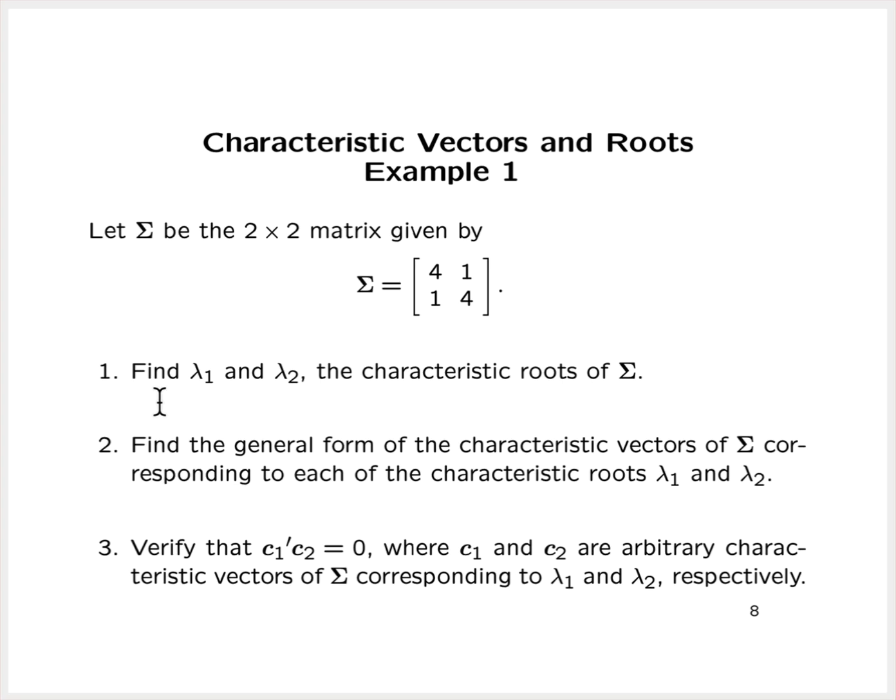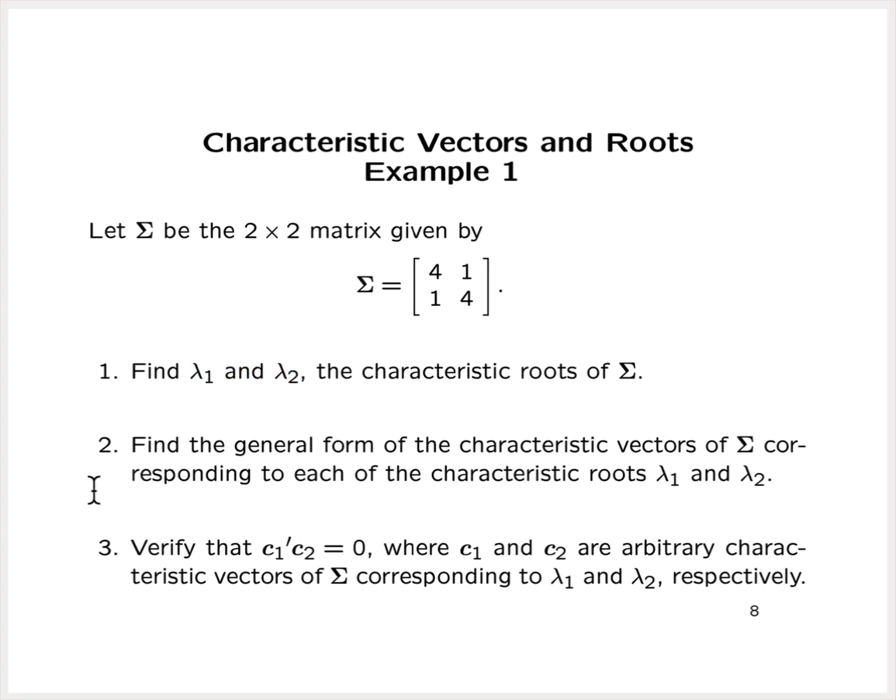So in problem 1 here, we want to find the characteristic roots. Now, I'm just going to give those to you. Again, our focus is not going to be extracting characteristic roots from matrices. Our focus is going to be how to use them. So I'm going to give you what these characteristic roots are, and then we'll go from there.